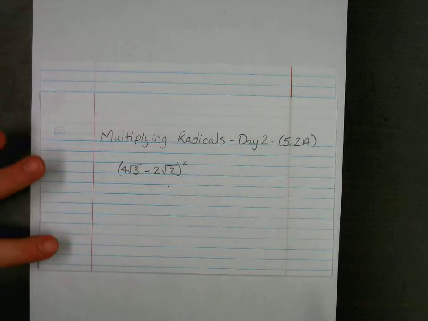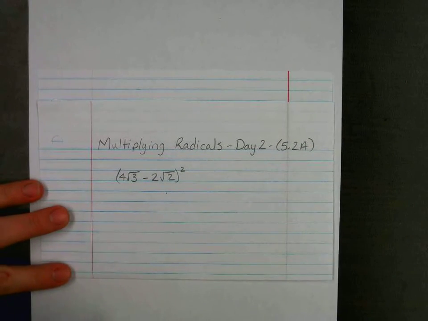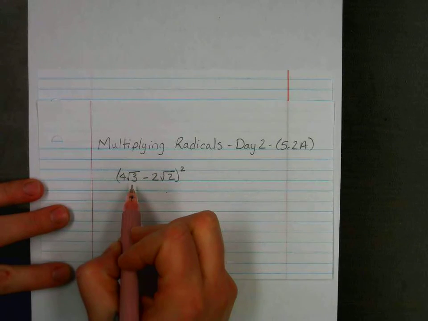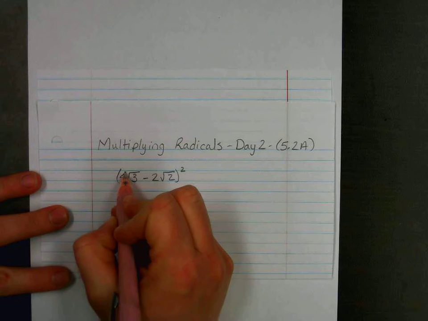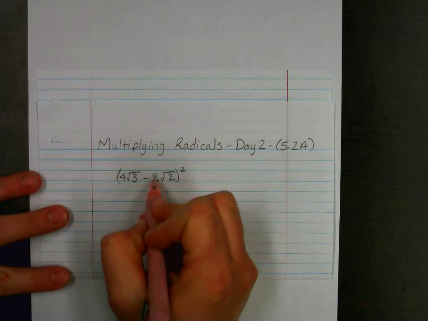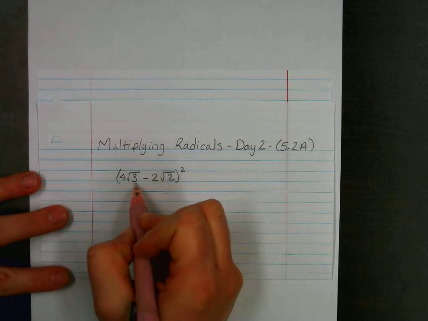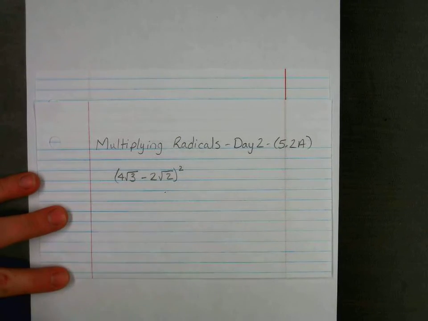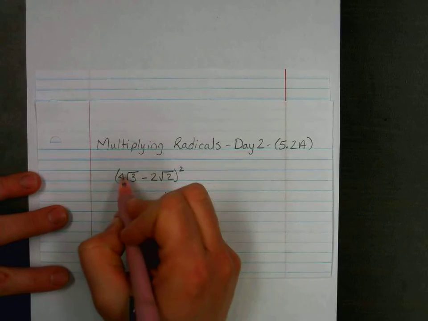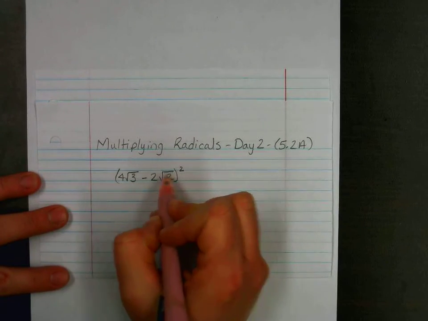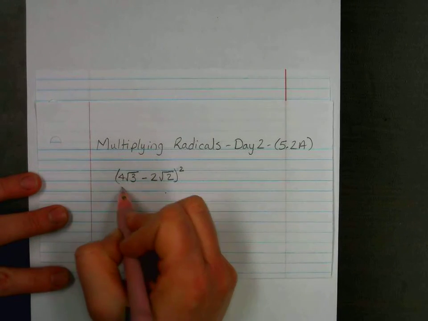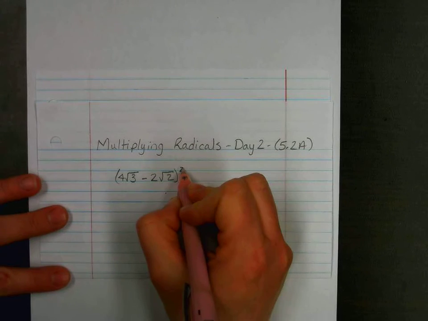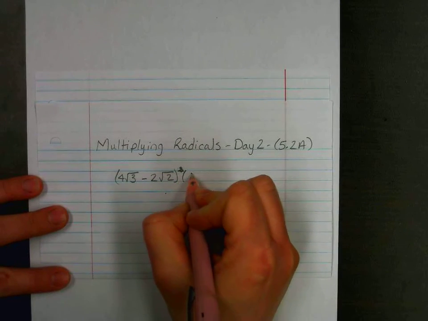All right, multiplying radicals. When we multiply radicals, the key is to multiply only the coefficients of the radicals by one another and then the radicands by one another. So if I'm given this binomial, 4 root 3 minus 2 root 2, all squared, remember the squared tells us we're taking this binomial and multiplying it by itself.